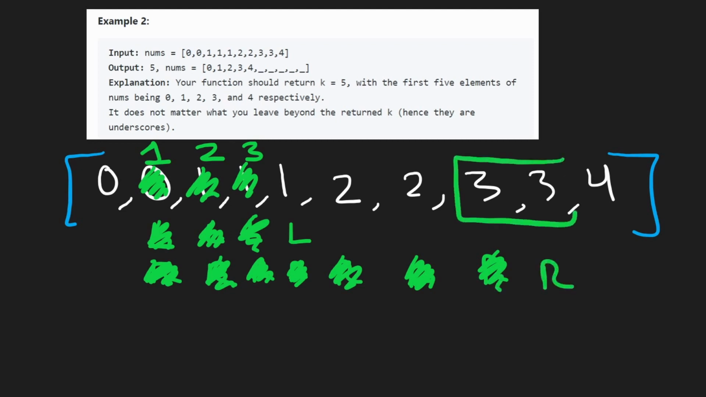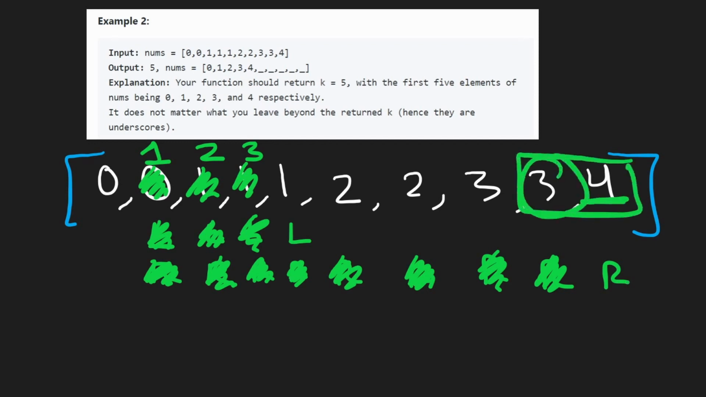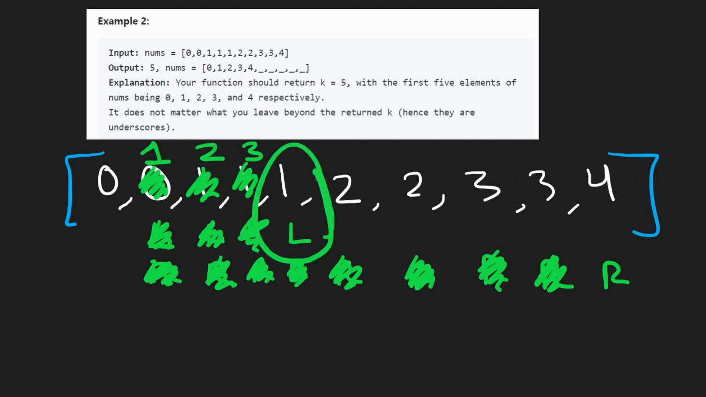Right is here. 3 and 3 are the same, so we shift right again. Now right is going to be here. 4 is a new value, right? It's not the same as 3. We can put 4 wherever our left index happens to be. Let's put 4 over here, and then increment left again over here.